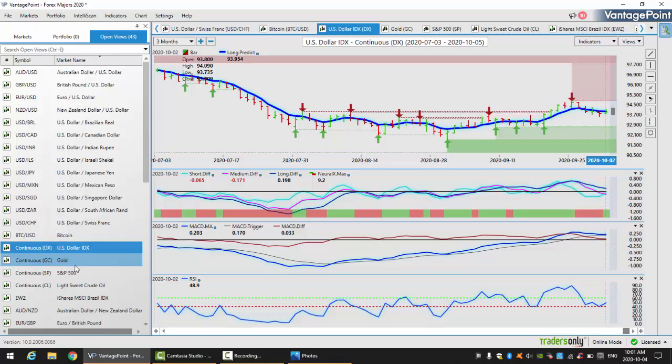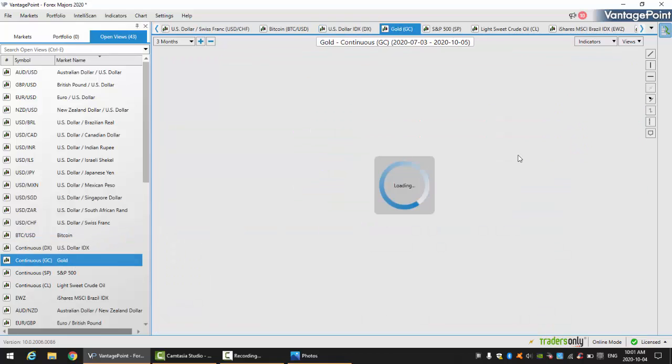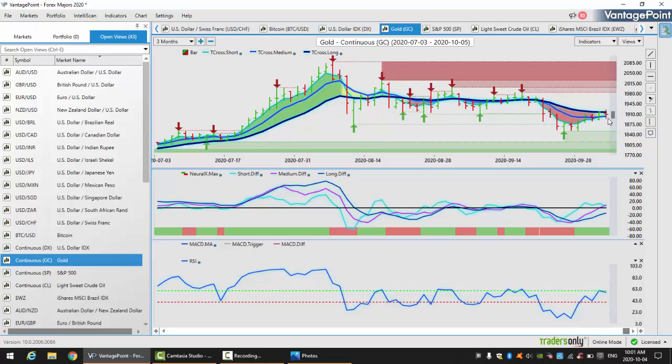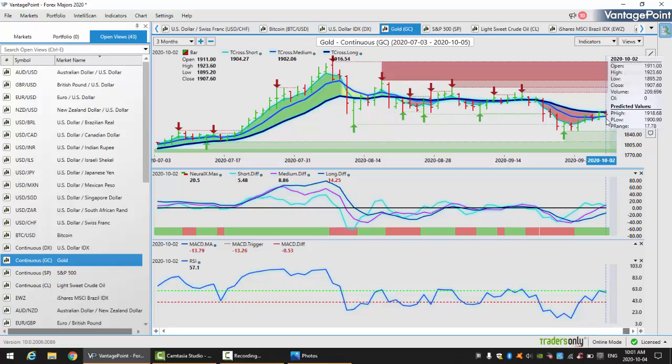Now, when we look at some of the counterparts to that, we look at gold. Gold has had a minor recovery, but as the dollar index stalls at that 93.73 level, we can see the intermarket correlation here that gold also stalls trying to get back up above the T-cross long at 1916.54. So again, we need to push above here.